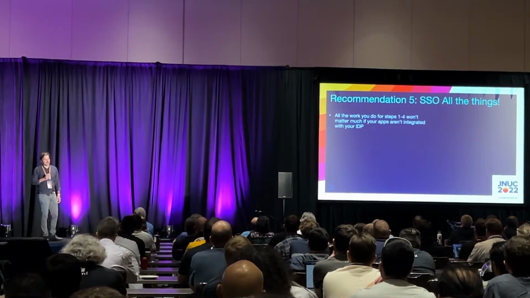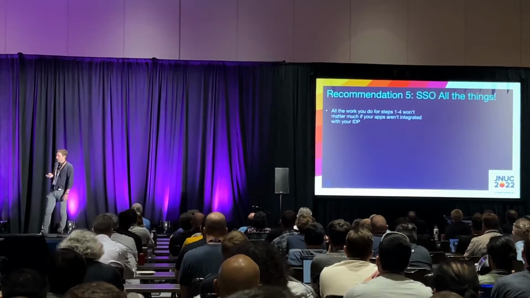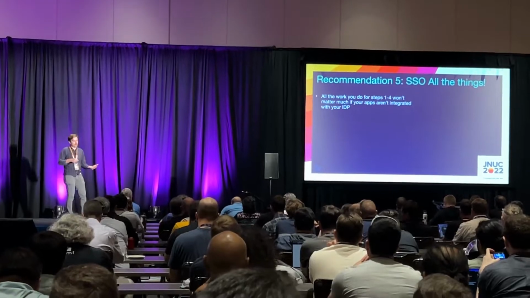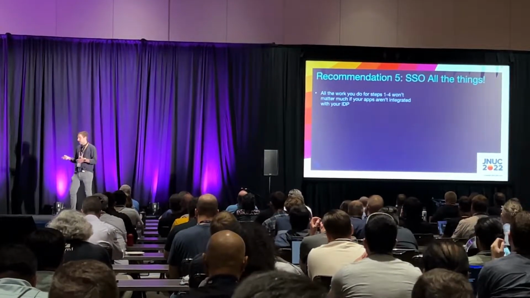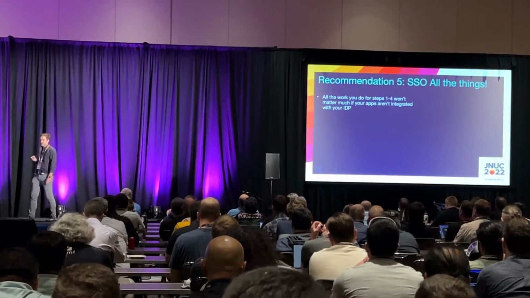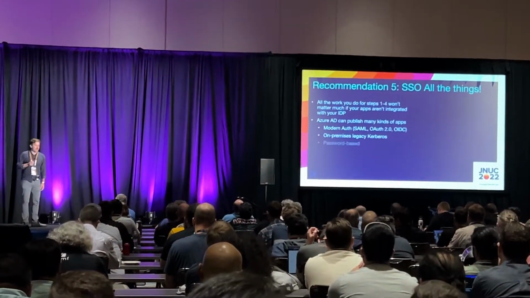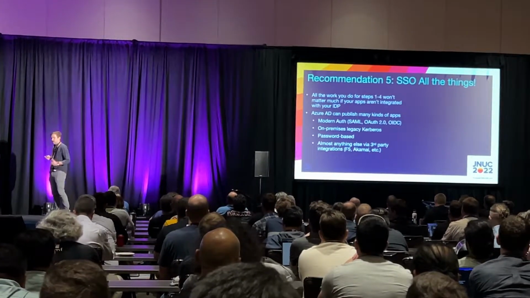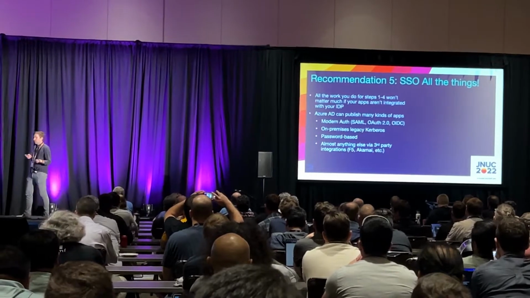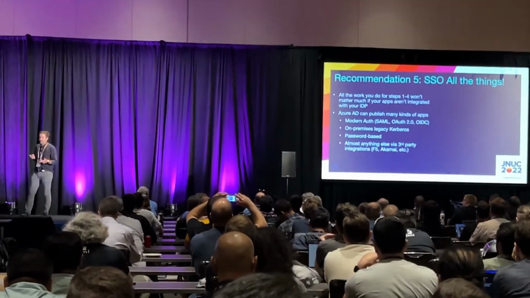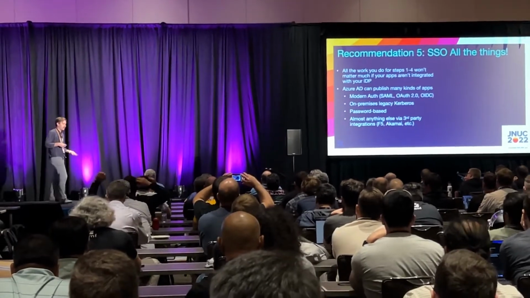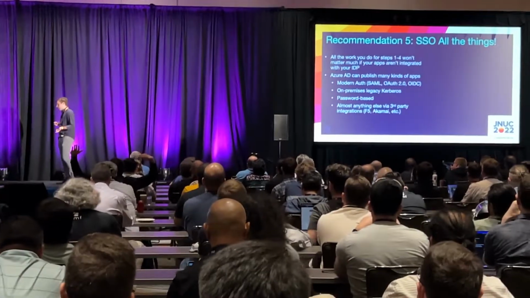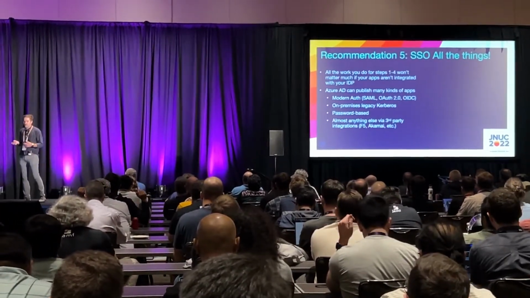Recommendation number 5, SSO all the things. All the work you do in numbers 1 through 4 does not matter very much if you don't really have Azure AD integrated with any of your applications, or whatever your IDP of choice is at their SSO extension. So for us, we want to make sure that our customers can get the benefit of these things for as many applications as possible. I talked a lot about modern auth applications, but we can also publish other apps, like on-premise legacy Kerberos apps. You can put Azure AD in front of those using our app proxy tool. There are password-based applications. We have integrations with third parties like F5 and Akamai.